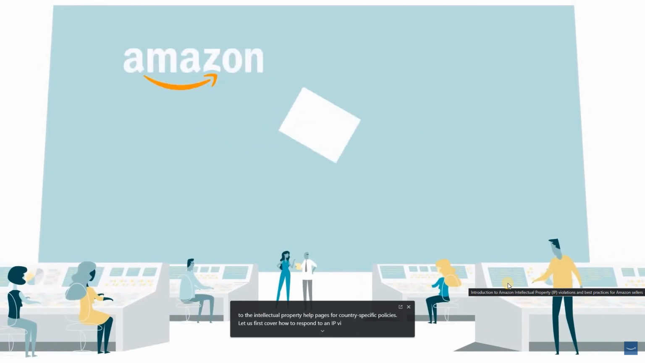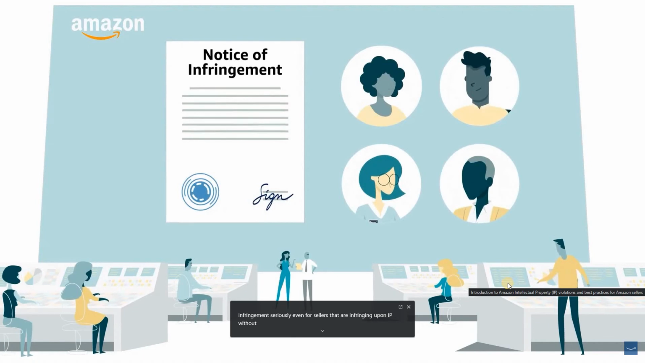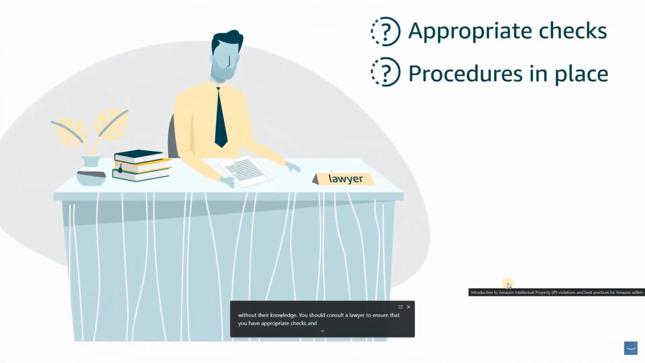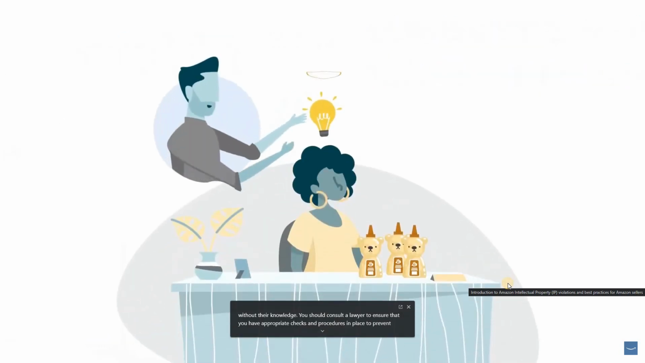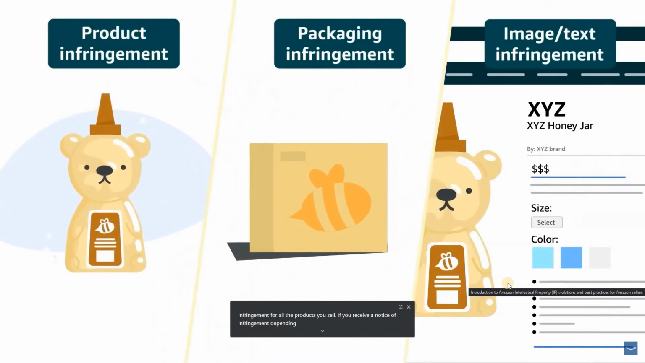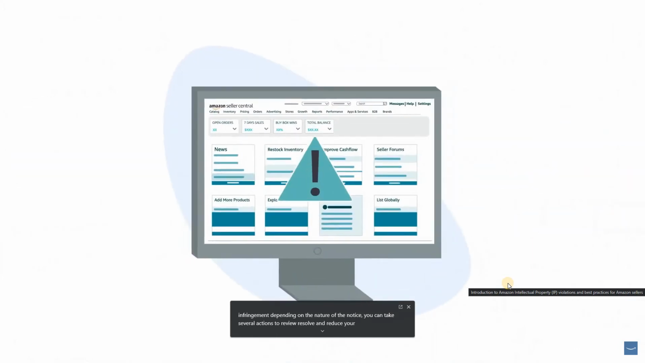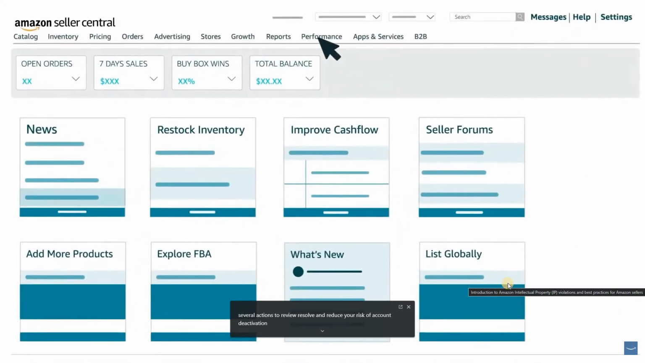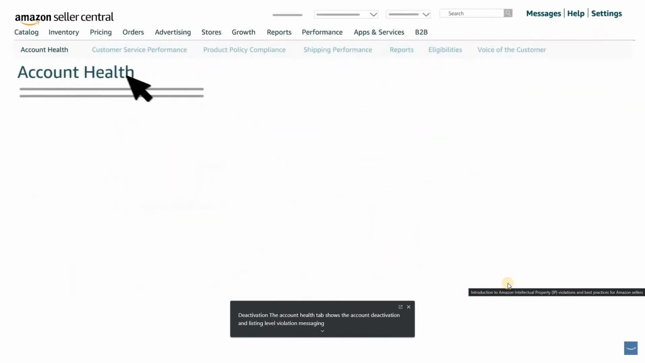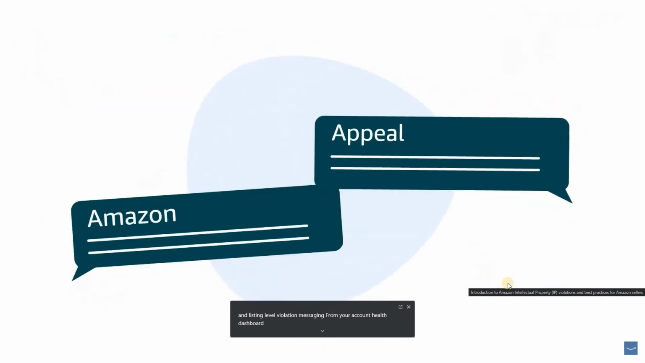Amazon takes any claims of infringement seriously, even for sellers that are infringing upon IP without their knowledge. You should consult a lawyer to ensure that you have appropriate checks and procedures in place to prevent IP infringement for all the products you sell. If you receive a notice of infringement, depending on the nature of the notice, you can take several actions to review, resolve, and reduce your risk of account deactivation. The Account Health tab shows the account deactivation and listing level violation messaging. From your Account Health dashboard, you will be able to submit an appeal, review pending appeals, and Amazon's replies to your appeals.